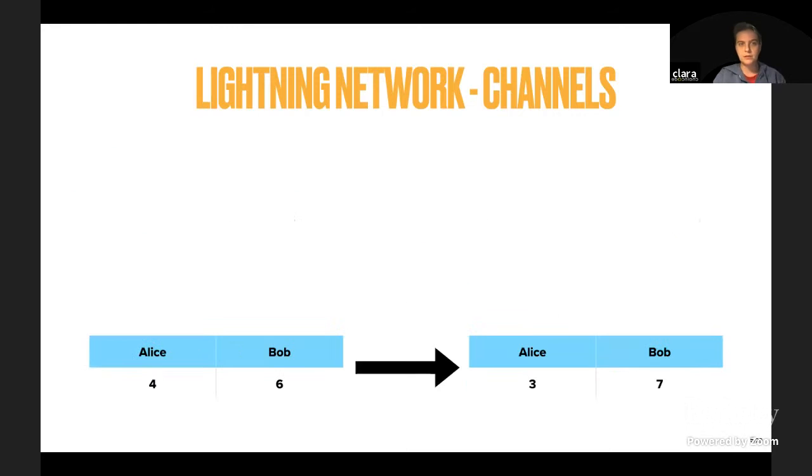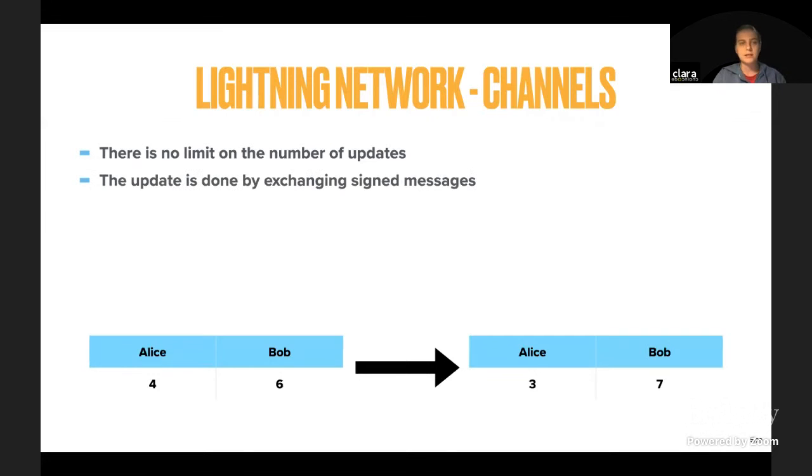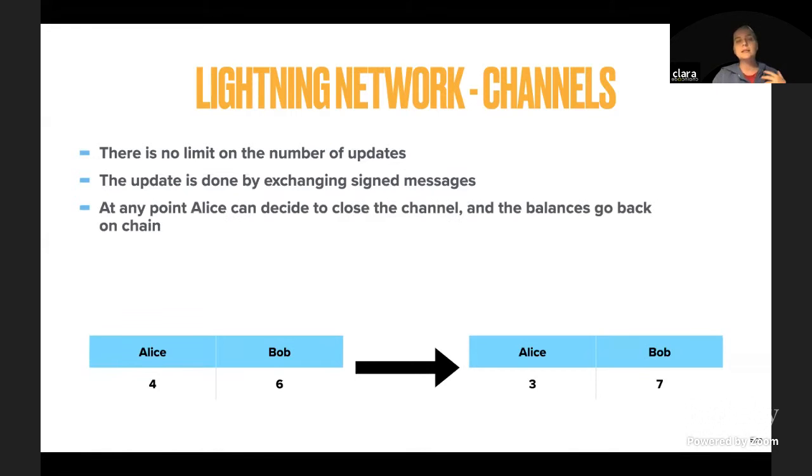So there's no limit to the number of updates Alice and Bob can do. It's done by exchanging side messages. It's a pretty cool system. We're not going to go into that, but I strongly encourage you to look into it because it's very interesting. And the important part is that at any point, Alice can decide to close the channel and take the balance that she is supposed to get.